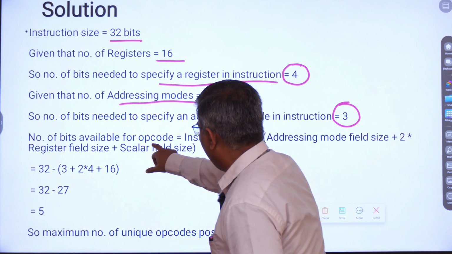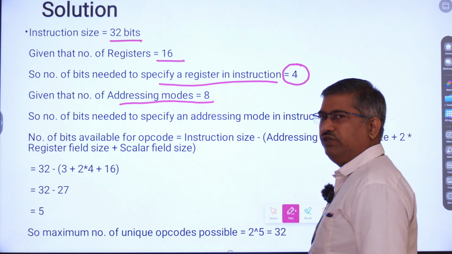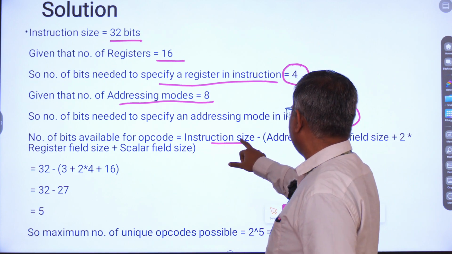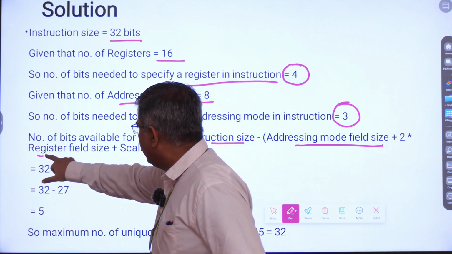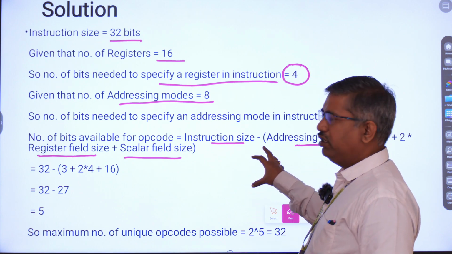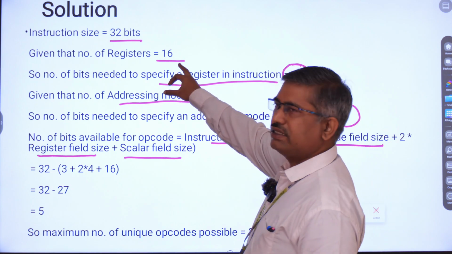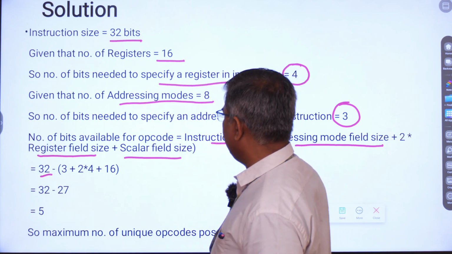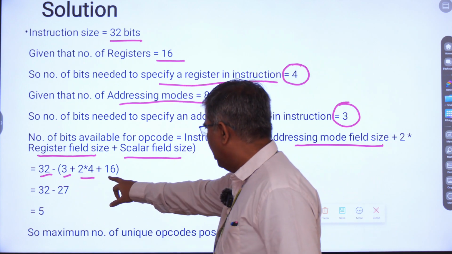So the number of bits available for opcode, this is a formula. From this formula, we can derive the answer for this question. The number of bits available for opcode is instruction size minus addressing mode field size plus 2 into register field size and scalar field size. So this is the formula to calculate the number of bits available for opcode. The instruction size is given in the question, that is 32, the addressing mode field size is 3, and the register field size is 4 and the scalar is 16.